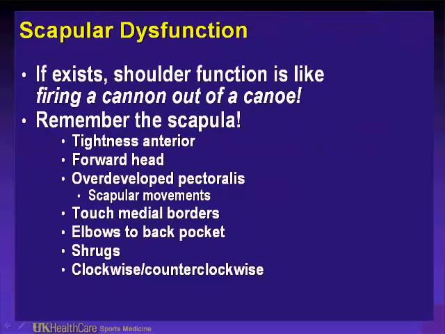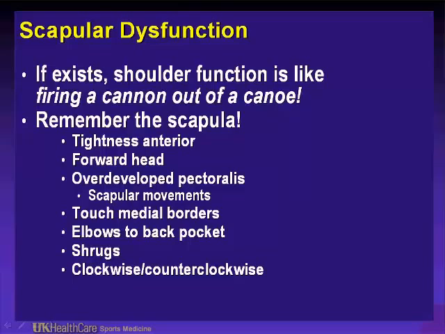There can be tightness anterior. Patient can be in a forward head, such as looking at all the devices we're using these days, or in a computer situation where you're in that forward head, increased thoracic kyphotic position. This can lead to overdeveloped pectoralis if they're doing a lot of weight lifting, and a tight anterior capsule.